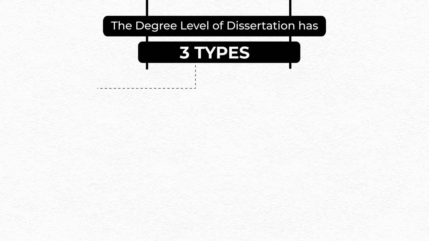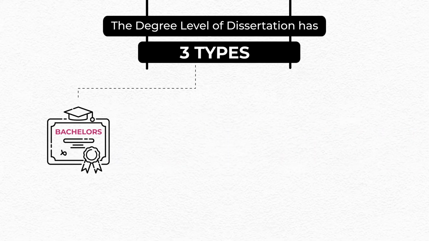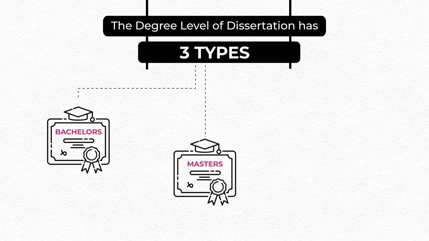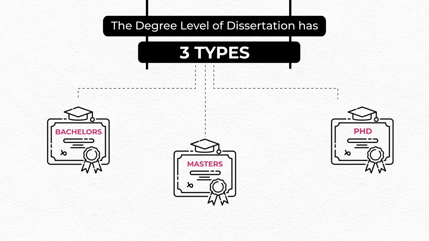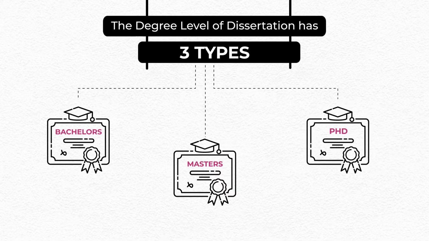There are 3 different sorts of degrees, including the bachelor's, which requires a minimum of 45 to 50 references and a maximum of 100. The number for master's might range from 50 to 100 references. And for a PhD, at least 150 references are required, with a maximum of 200.